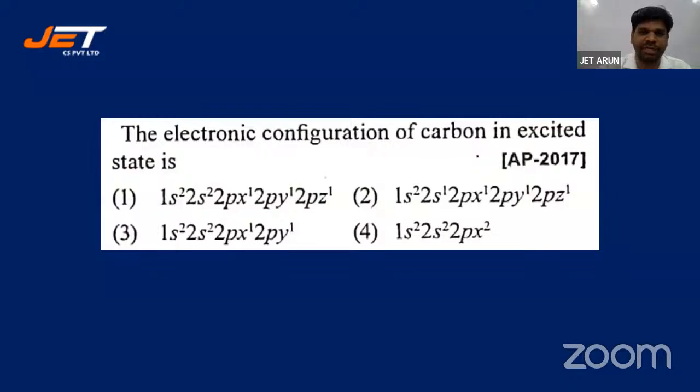Electronic configuration of carbon atom in excited state is. Carefully go through the electronic configuration. In an excited state, he says.